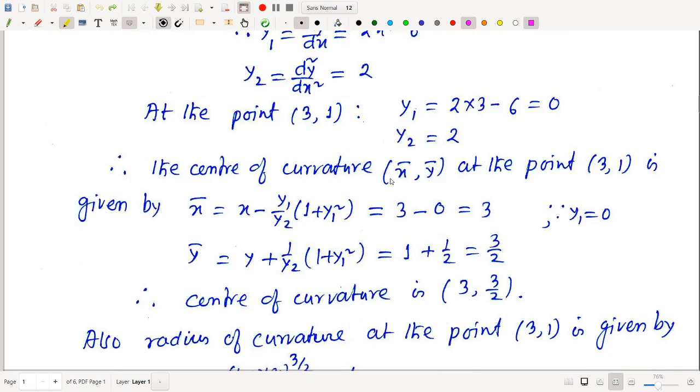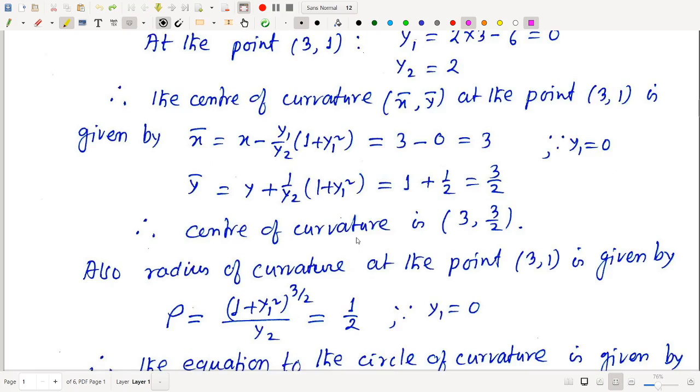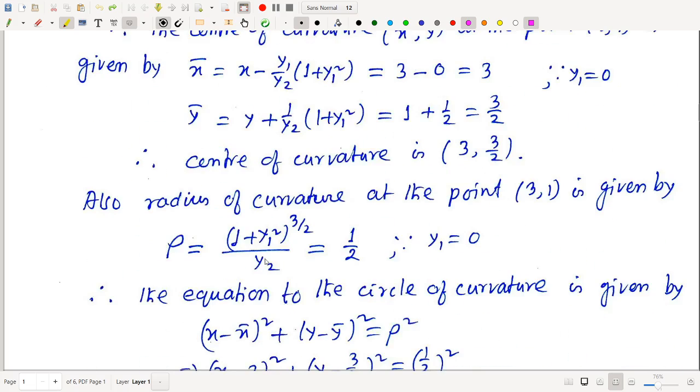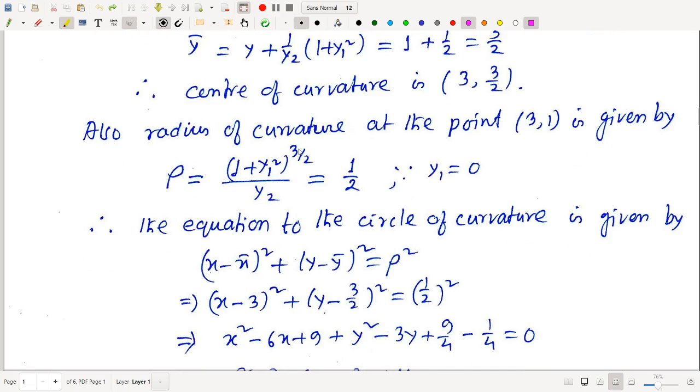Therefore the center of curvature (x bar, y bar), the coordinates of center of curvature at the point (3, 1), is given by x bar is x minus y1 by y2 into (1 plus y1 square). Here x is 3, because we are finding at the point (3, 1). So 3 minus 0, which is 3, and y bar is y plus 1 by y2 into (1 plus y1 square). y1 is 0 and y2 is 2, and y is also 1, so 1 plus 1 by 2, that is 3 by 2. Therefore the center of curvature is (3, 3 by 2). Also the radius of curvature at the point (3, 1) is given by rho equal to (1 plus y1 square) to the power 3 by 2 by y2. Putting the values, y1 is 0 and y2 is 2, so it is just 1 by 2, the radius of curvature.